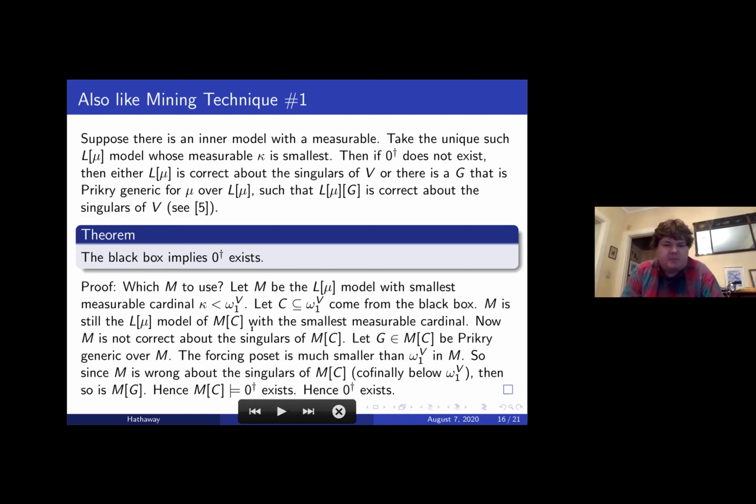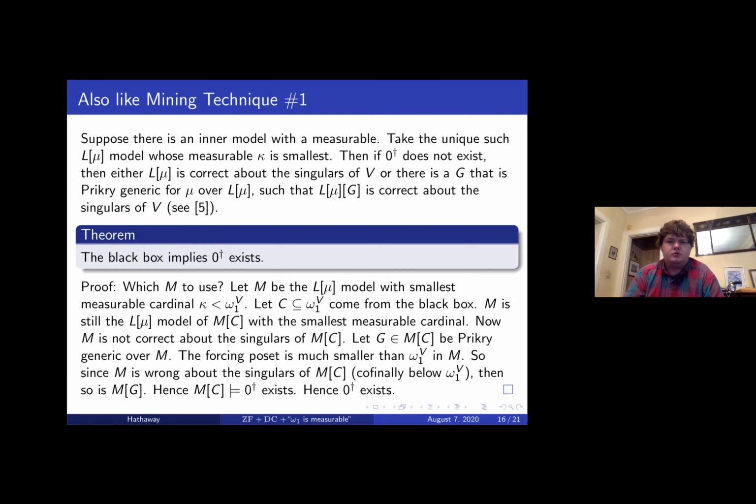Now M is not correct about the singular cardinals of M bracket C. I mean, that just comes from the definition of C from the black box. And not only is M not correct about the singulars, if you do any prickly forcing extension of M using a poset of size less than omega 1, that forcing extension is also not going to be correct about singulars. And therefore M bracket C thinks that zero dagger exists. And then with some argument, because M bracket C thinks zero dagger exists, it must be that zero dagger exists. Okay, any questions about that?